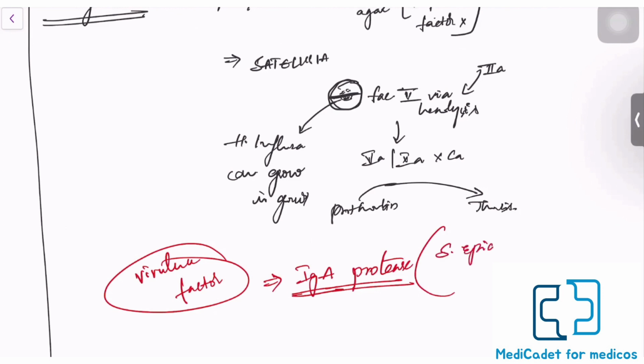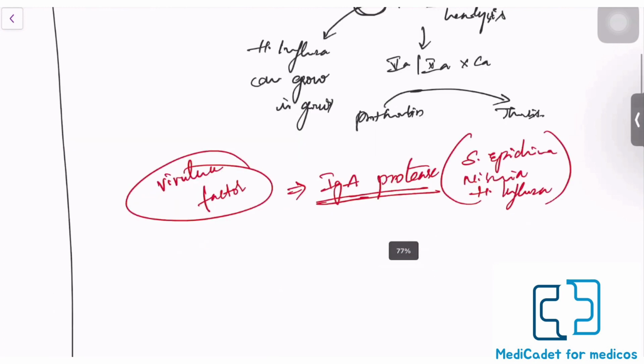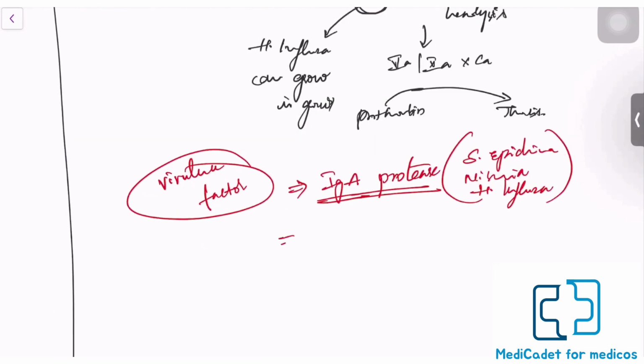Epidermidis, Neisseria, and Haemophilus influenzae. Okay, so these are the three bugs which have IgA protease as a virulence factor, which can cleave IgA and help in mucosal adherence or colonizing in the mucosa. Then the second virulence factor that it is going to have is a capsular polysaccharide.